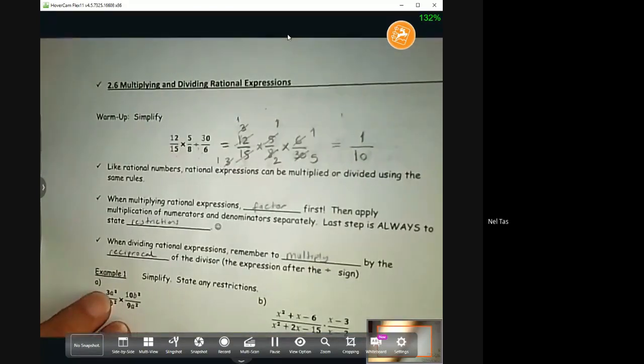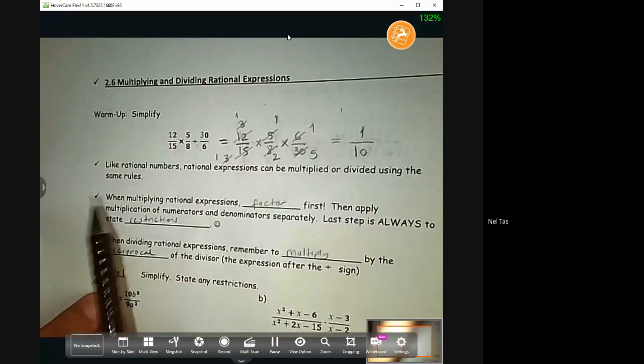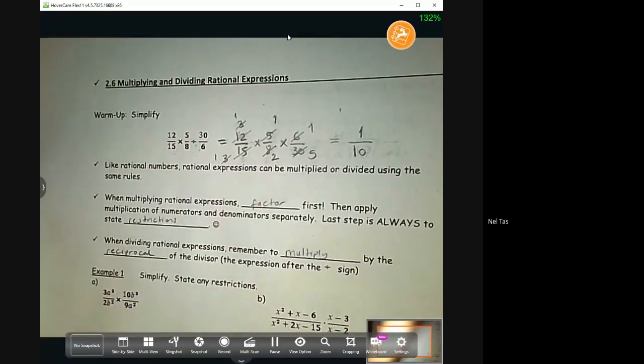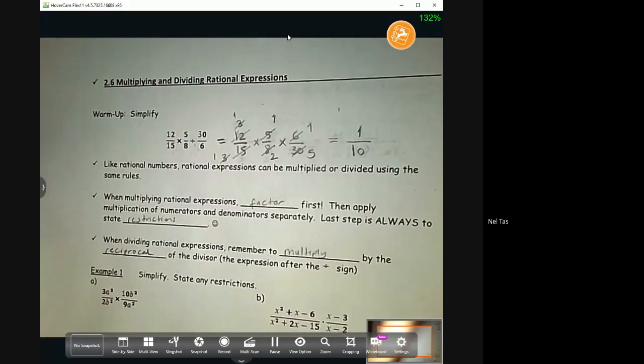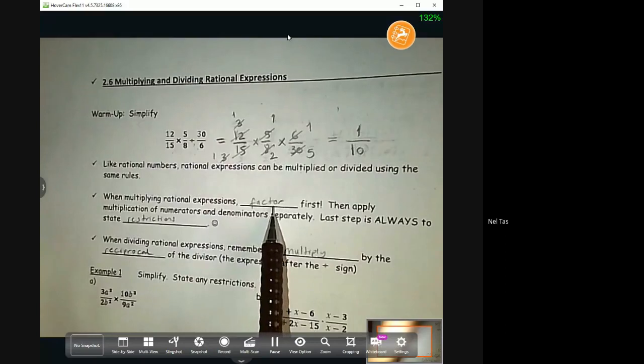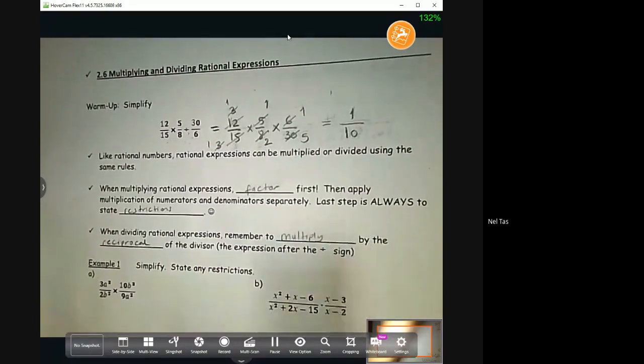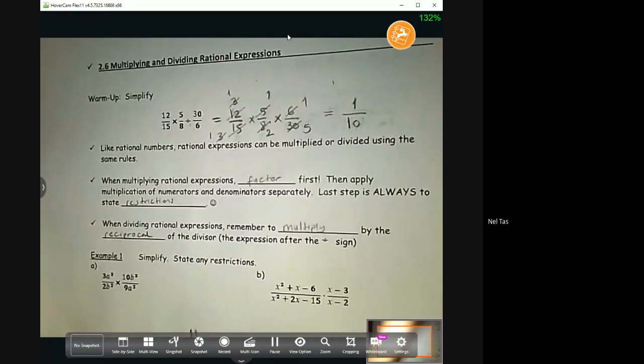Like rational numbers, rational expressions can be multiplied or divided using the same rules. So this time we're going to do some examples again with variables. When multiplying rational expressions, factor first, then apply multiplication of numerators and denominators separately. The last step is always to state the restrictions. When you are doing division or multiplication with variables, you have to check the denominator. If anything makes the denominator 0, those are your restrictions, and you have to state those restrictions.